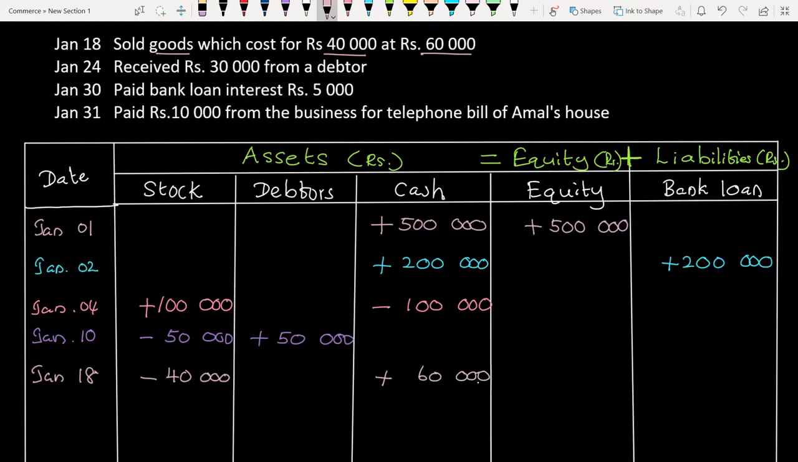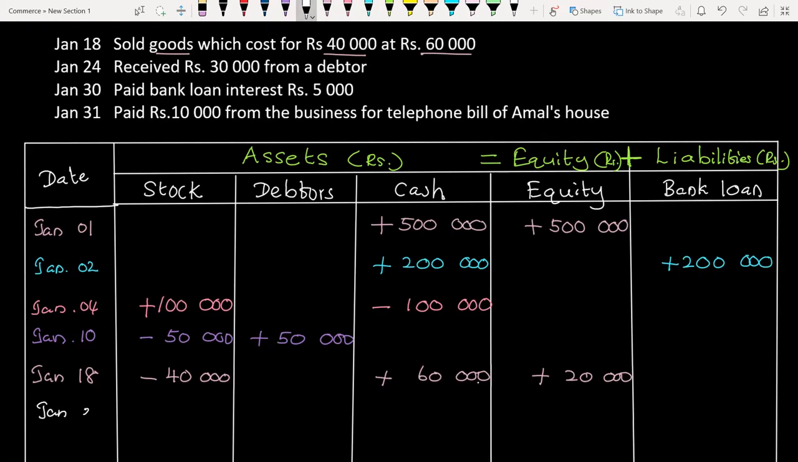And there is a profit because the business sold 40,000 worth of stock at 60,000. So what is the profit amount? 60,000 minus 40,000, 20,000. And we know that profit increases equity. So equity increases by 20,000. So this is our impact.